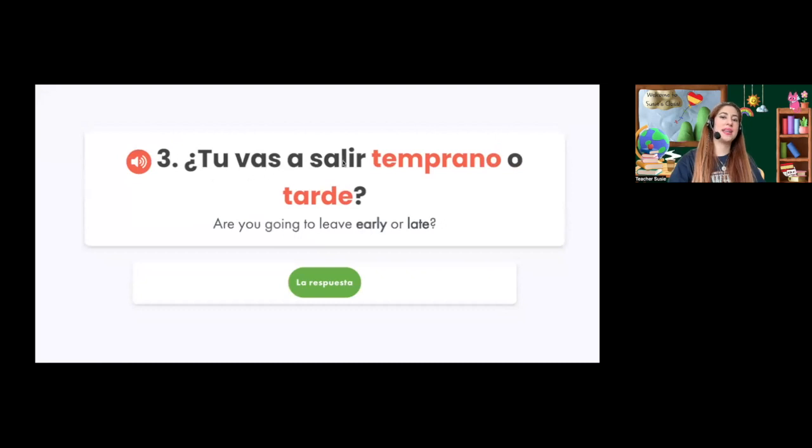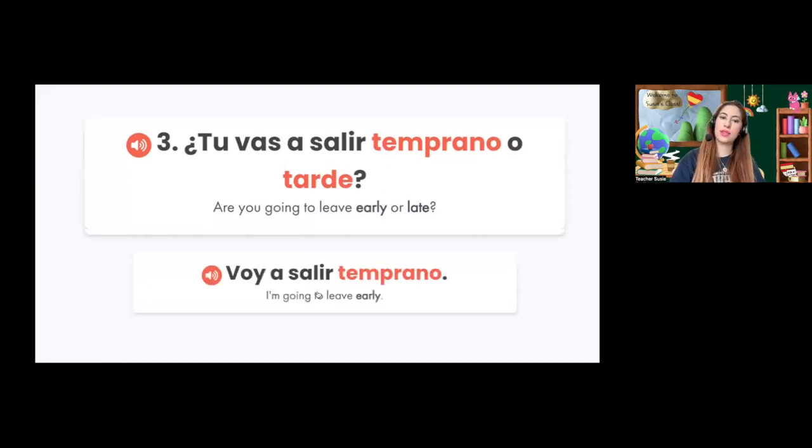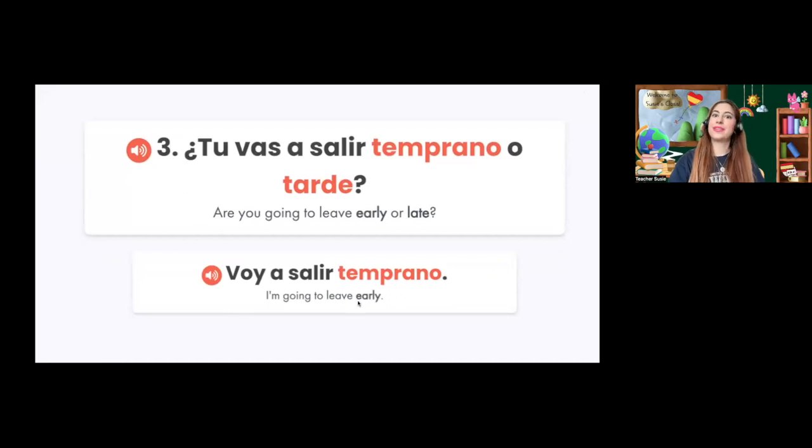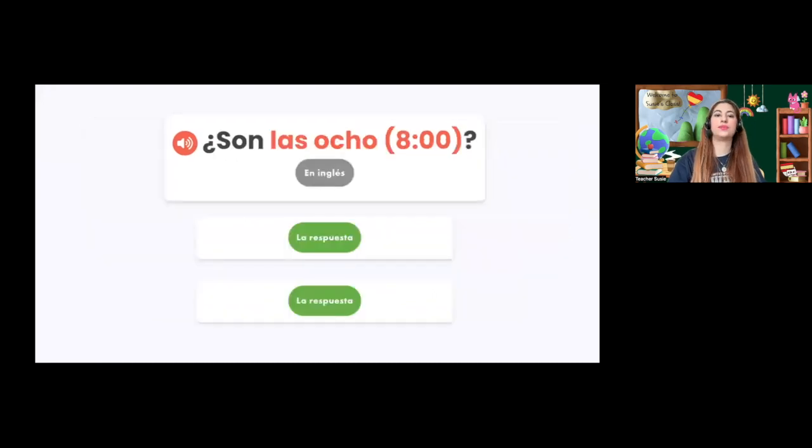¿Tú vas a salir temprano o tarde? Are you leaving early or late? Temprano o tarde. Voy a salir temprano. I'm leaving early today. Voy a salir temprano.